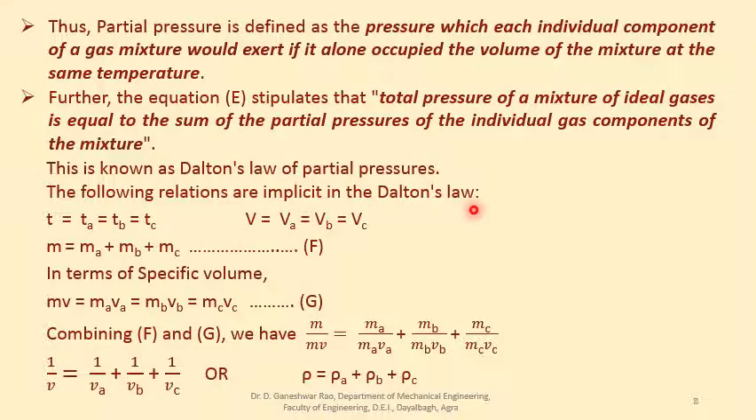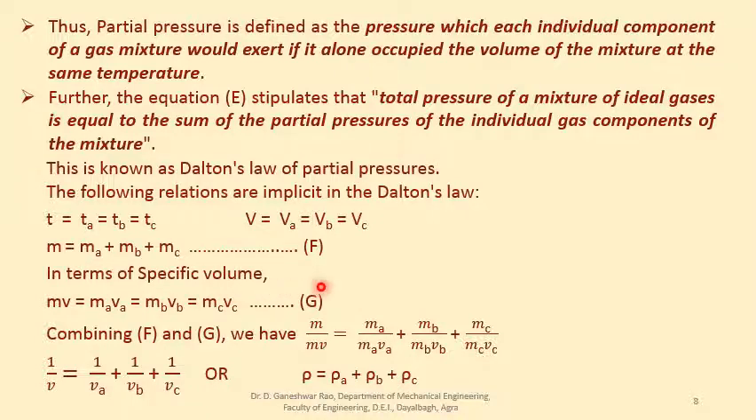Now these are the relations that are implicit in Dalton's law. That means T is equal to TA is equal to TB is equal to TC. We have kept the temperature constant, even when the single component occupies the same volume, we said at the same temperature. That means TA is equal to TB is equal to TC. Similarly, in the same volume we are putting it, so V is equal to VA is equal to VB is equal to VC. Now mass we have already discussed, M = Ma + Mb + Mc.